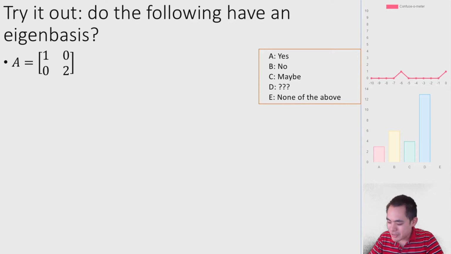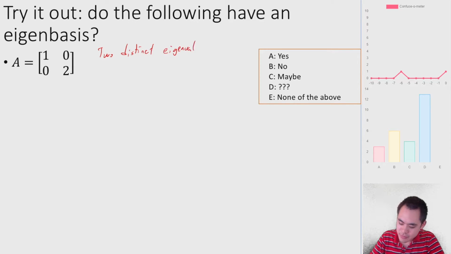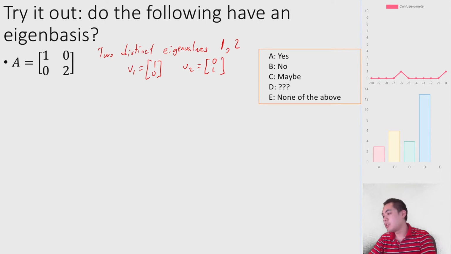Okay, so it turns out that the answer to this is actually yes. And the reason for this is we have two distinct eigenvalues, 1 and 2, and this is a 2 by 2 matrix. And you also have two distinct eigenvectors, which are (1, 0) and (0, 1). But you didn't have to actually compute that. And so the answer to this is actually yes.